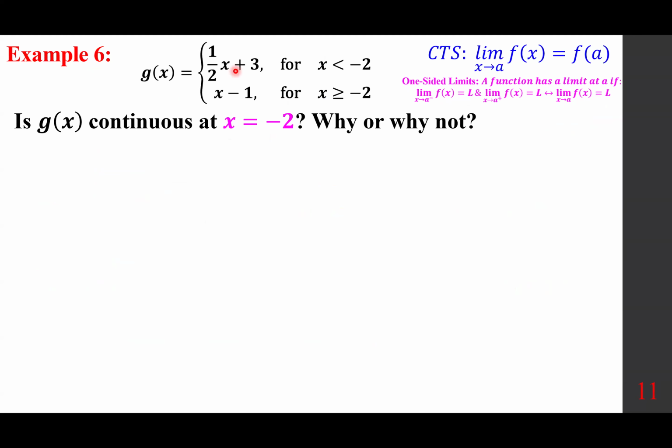g of x is 1/2 x plus 3 for x less than -2, and it's x minus 1 for x larger than or equal to -2. This is known as a piecewise defined function. Is g of x continuous at x equals -2, yes or no?